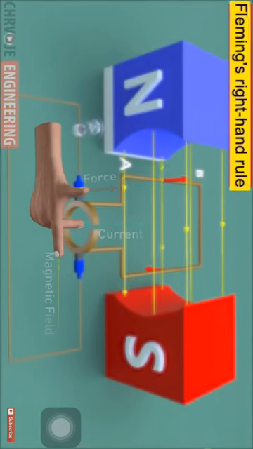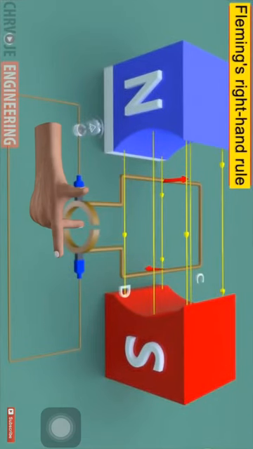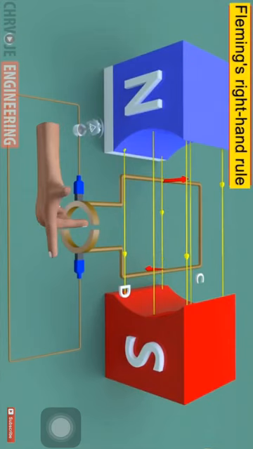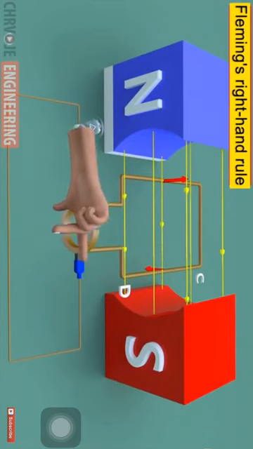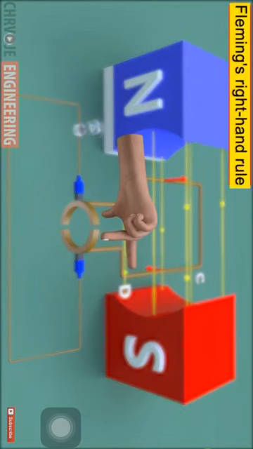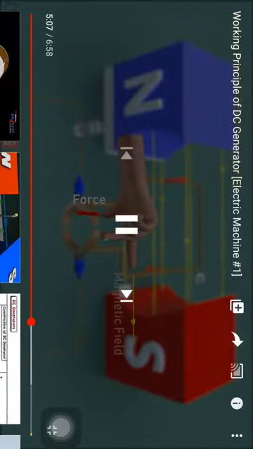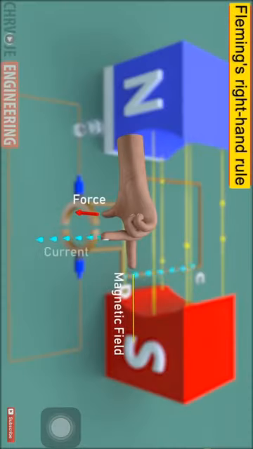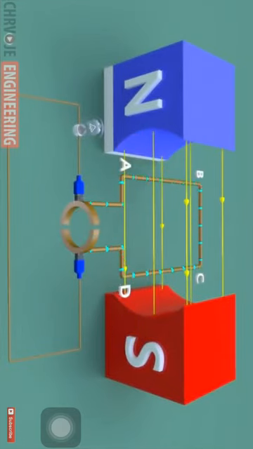Similarly, to find the induced current in part of the coil CD, we again use Fleming's right-hand rule. So the rotation of the coil is clockwise, and the force acting on part of the coil CD pushes that part of the coil downwards. The thumb points down, indicating the direction of the force, the index finger points in the direction of the magnetic field from north to south, and the middle finger will point in the direction of the induced current, which is in this case from C to D. So to conclude, the induced current follows the path ABCD of the coil.